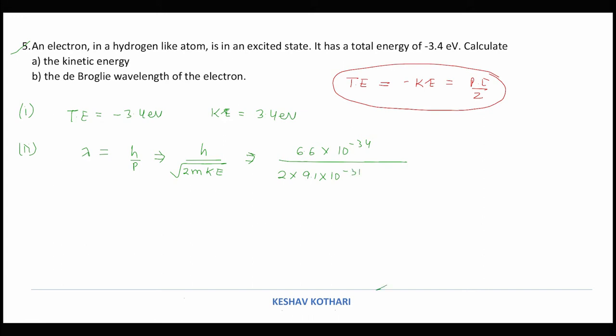So the value of kinetic energy must be in joule because we have substituted all the values in SI unit. So we are writing it as 3.4 into 1.6 into 10 to the power minus 19 joule, and then this entire quantity is in square root. So this value will give us the value of wavelength in meter. So over here on calculation we obtain it as equal to 0.66 into 10 to the power minus 9 meter. So this is going to be the wavelength associated with the electron in a hydrogen-like atom. Let us move to the next problem.